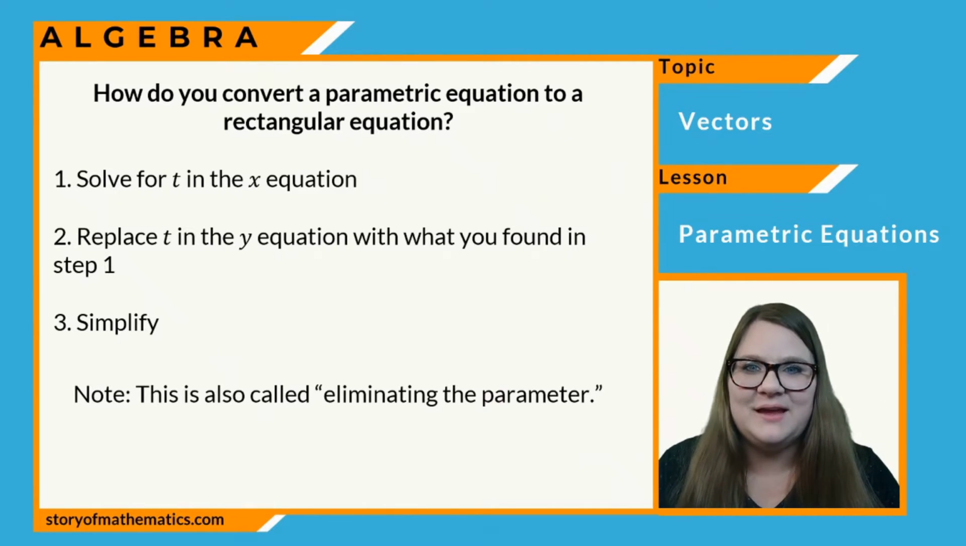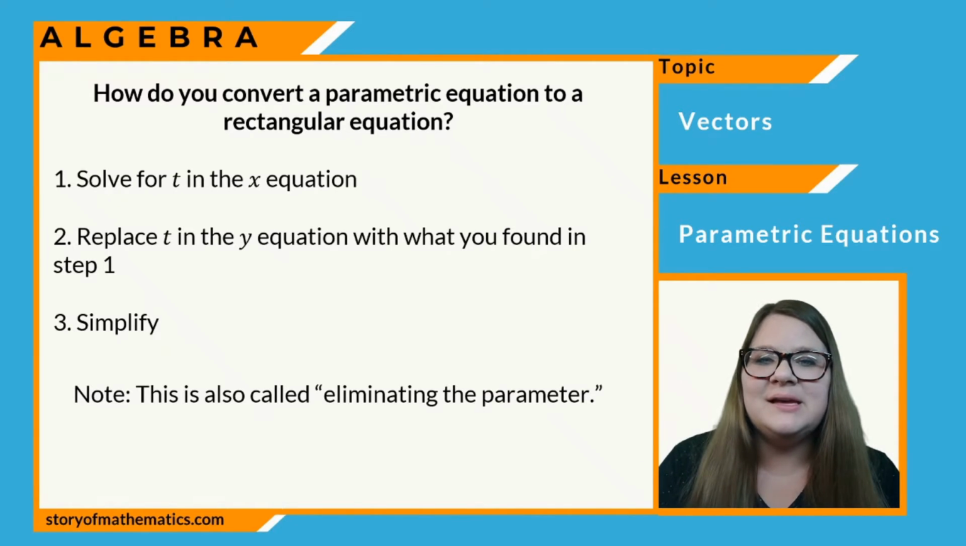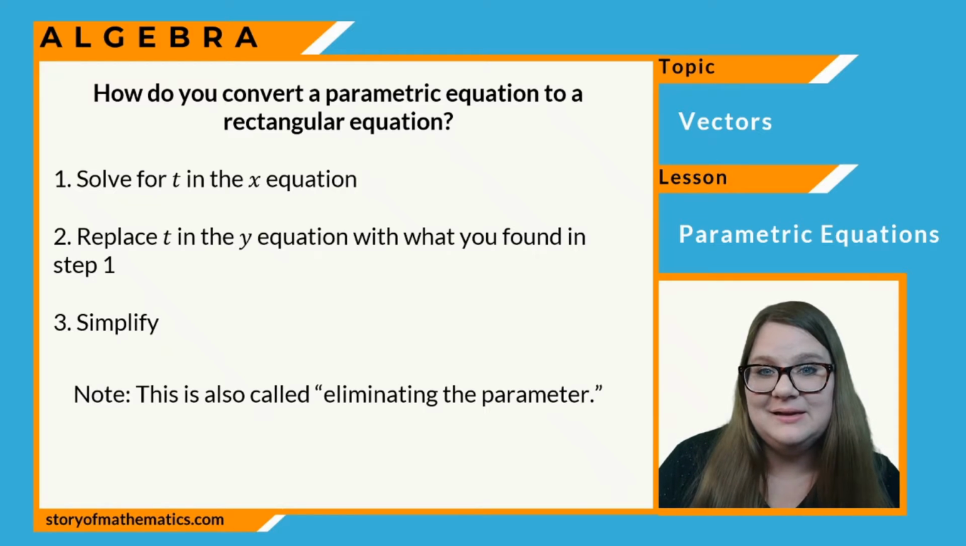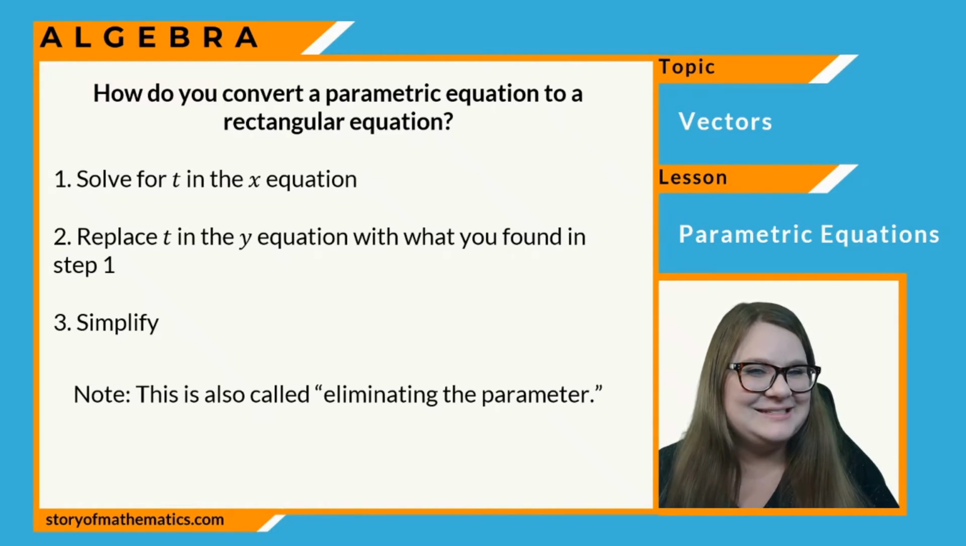One of the things you have to note here, though, before we move on, is that this method, this strategy, is also known as eliminating the parameter, because t is considered the parameter. So we're getting rid of the t. So we're leaving it just in terms of x and y instead of x, y, and t.